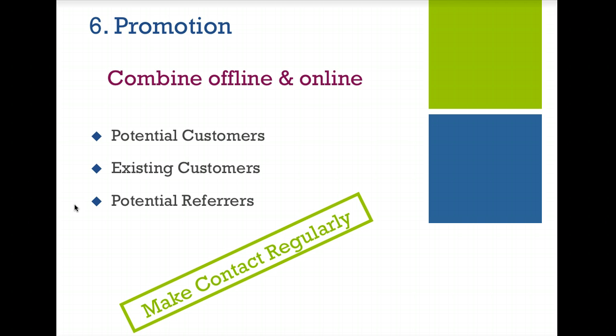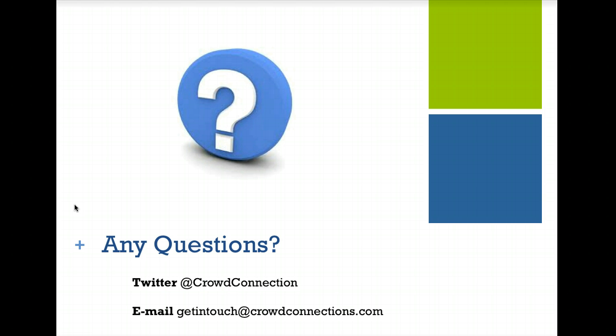Okay, so your promotional activity is all around combining the offline and online with this 75-25 split between pull and push, and doing it regularly. Okay, so they get to know you, like you and trust you. So hopefully that helps you understand the 6 P's of marketing.